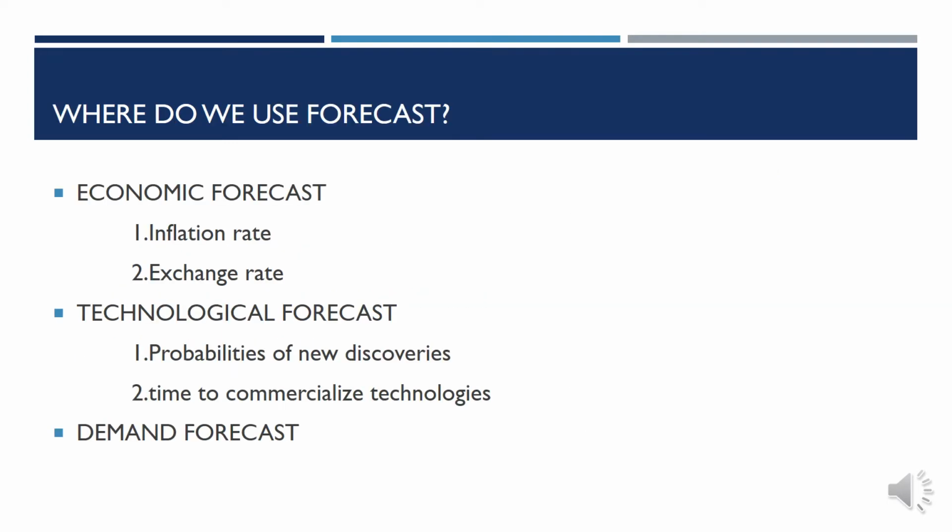So, where do we use this forecast? This forecast is mainly used in three sectors, namely the economic forecast, technological forecast, and finally the demand forecast. In terms of the economic forecast, it is used to predict the inflation rate and the exchange rate. Then, in terms of technological forecast, it is used to predict the probabilities of new discoveries and when it is time to commercialize technologies. And the final one is the demand forecast.